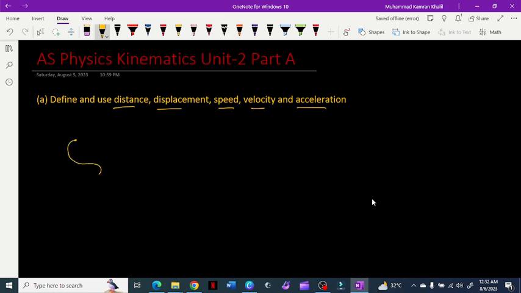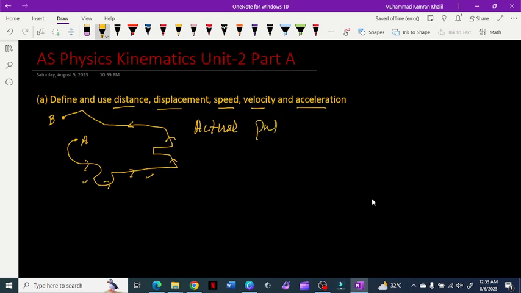Consider an example: this is city A and this is city B. Now we will move from city A towards city B. This path consists of straight lines as well as curved regions. So this is the actual path traveled by an object. The actual path traveled by an object is called distance.